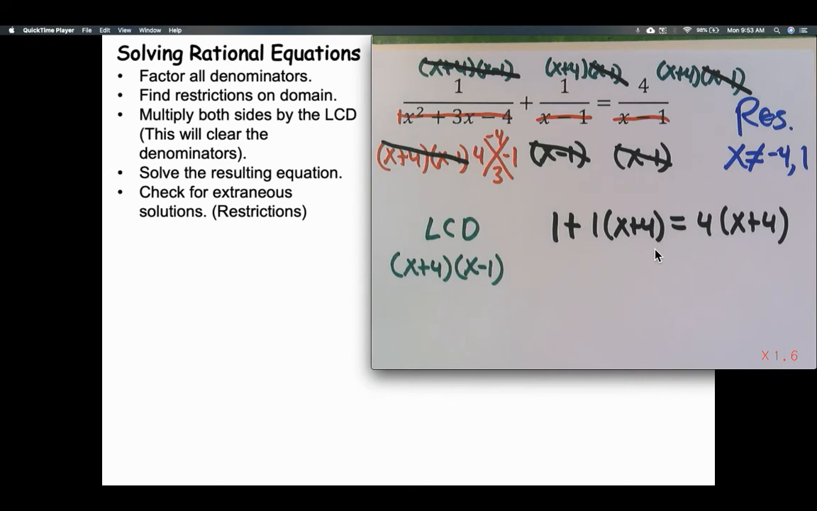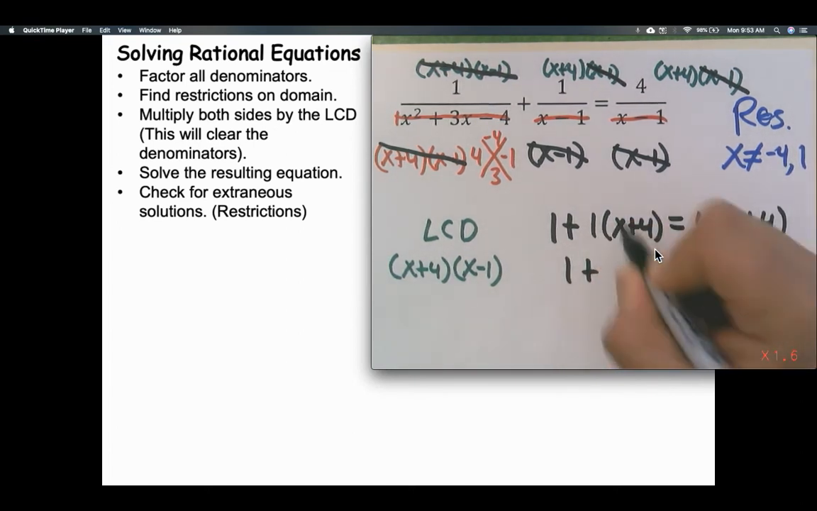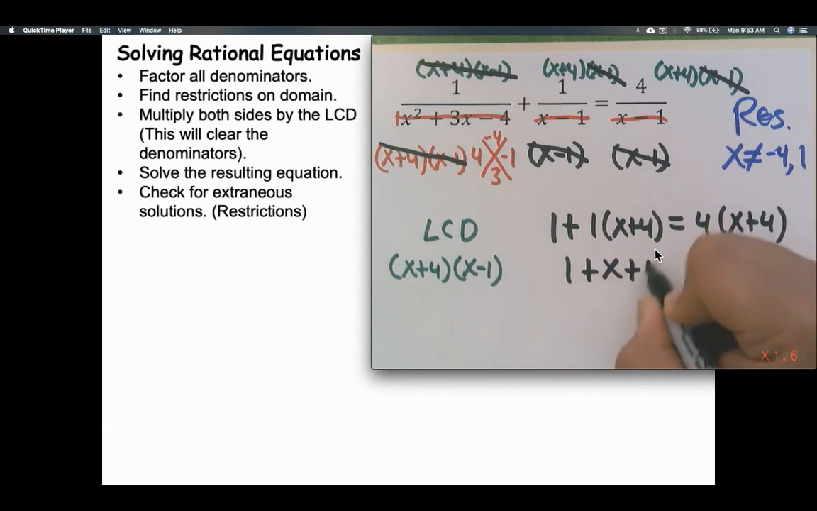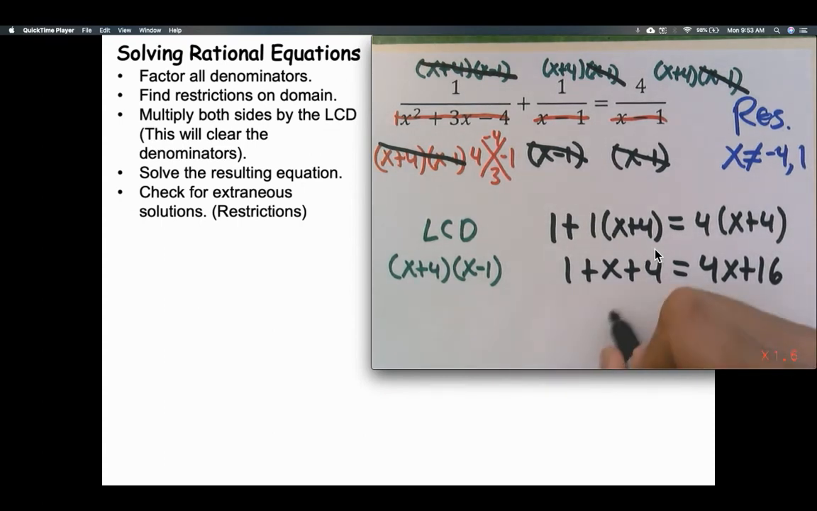Now you would solve this. This was way back in first semester, so you should be pretty proficient at distributing. So I got 1 plus 1 times x is x, 1 times 4 is 4, equals 4x plus 16. Combine like terms, x plus 5 equals 4x plus 16.